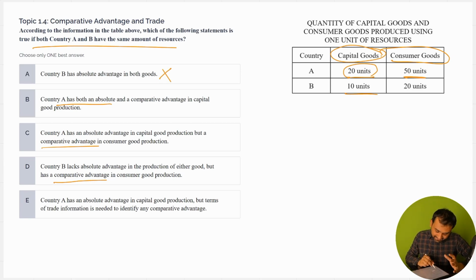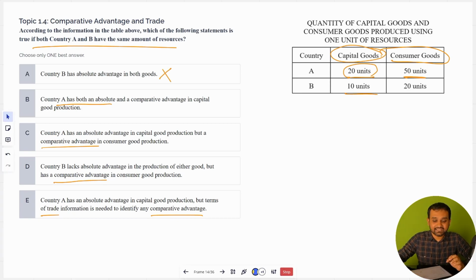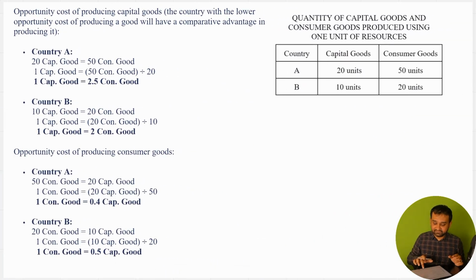The last one is country A has an absolute advantage in capital good production, but terms of trade information is needed to justify any comparative advantage. We will not be discussing terms of trade in the explanation of this answer, but you need to find comparative advantage first before you can talk about terms of trade. So therefore that would not be correct, as we will see later on. But anyway, what we have deduced so far is finding out absolute advantage does not give you the answer to this question. So this takes us to the next aspect, which is what is comparative advantage. Comparative advantage is when a country can produce a good at a lower opportunity cost than the other country.